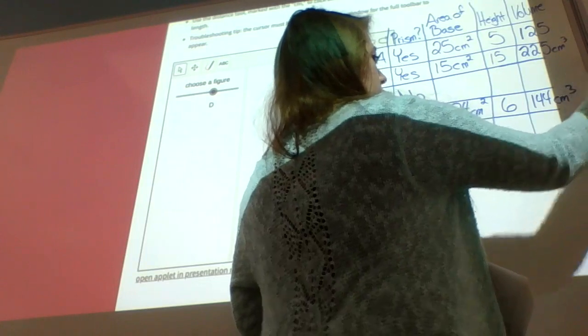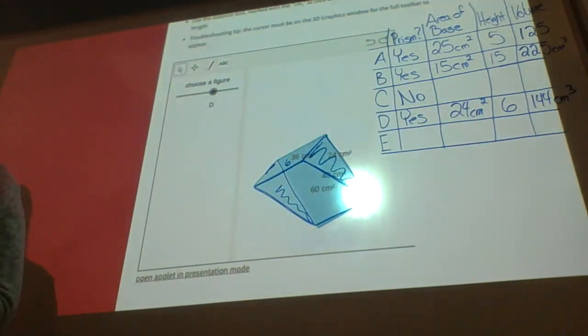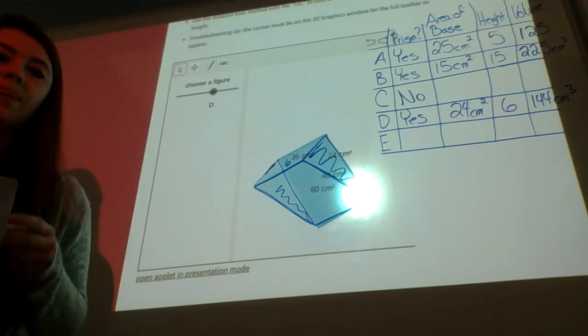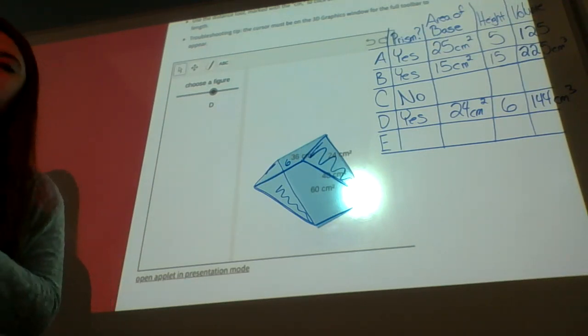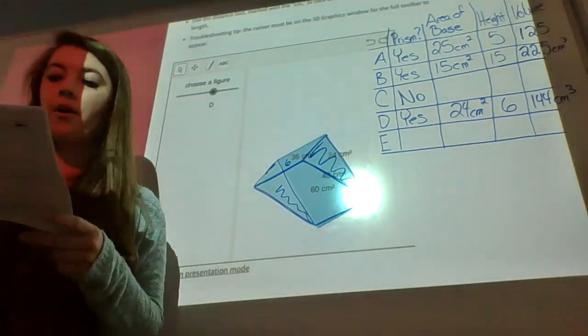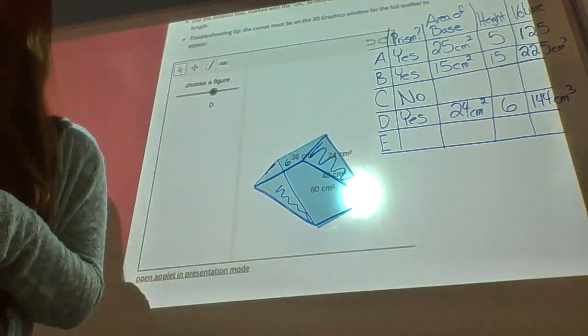144 centimeters cubed. So this is what we're looking at when we look at volume of prisms. You're going to take the area of the base times the height. So area of the base times the height.